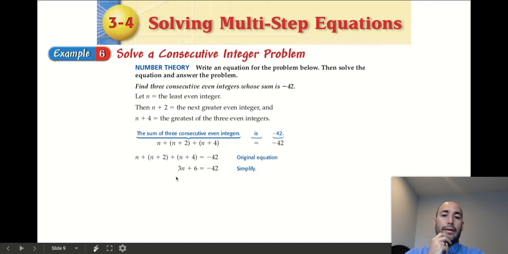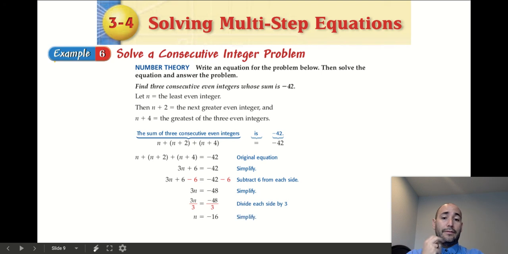So then I'm going to go ahead and simplify this equation. And you can see I kind of already did that down there. So n plus n plus n is 3n, and then plus 2 plus 4 is plus 6. So this equation simplifies down to here, and now I can solve it. So if I subtract 6 from both sides, and then I would simplify, which gives me 3n equals negative 48. Divide both sides by 3, and I get n equals negative 16.